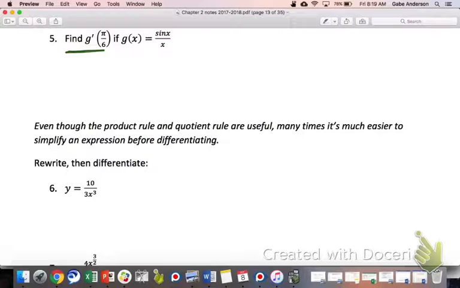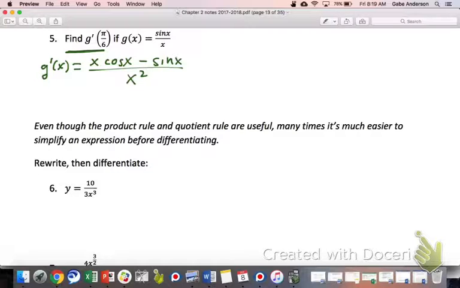I don't know if you need to mark this like we marked the product rule, but we want to recognize that it's a quotient rule. You've got a fraction. We can talk about an alternative to this if you want, but for now I'm going to treat it just like a quotient rule. Remember, the order is to find g prime, and then afterwards plug in the pi over 6. So g prime of x equals low d high minus high d low, and d low is 1, so I'm not going to write anything there, all over the square of what's below. That would be my first derivative.